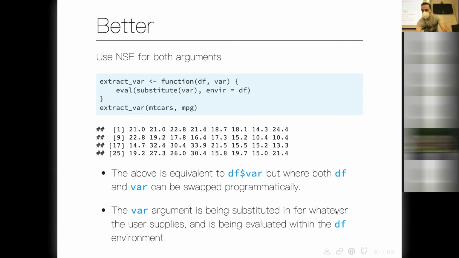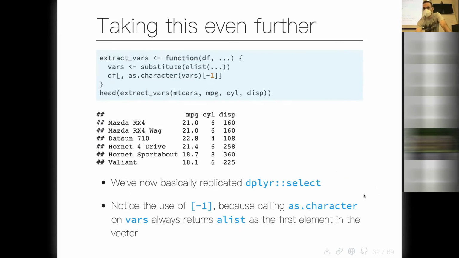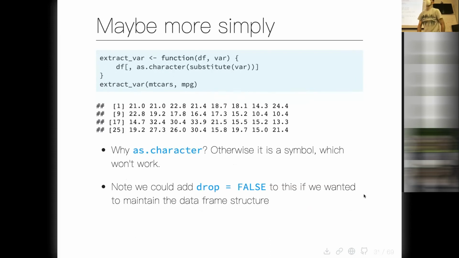Other questions? Anybody on Zoom? What happens if you do this without substitute? Do you get an error, or does it not work? Yeah, it just won't work. Because you could get this to work 100% with standard evaluation if you use quotes, right? But this mpg right here, passing it as a bare symbol like that without quotes, the only way you can do that is with non-standard evaluation. That's really the main thing here.